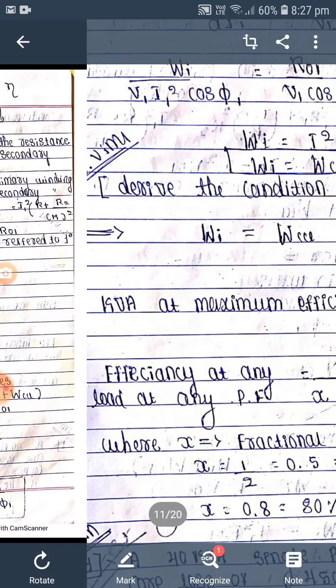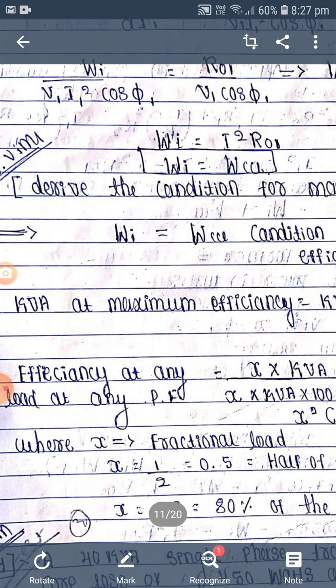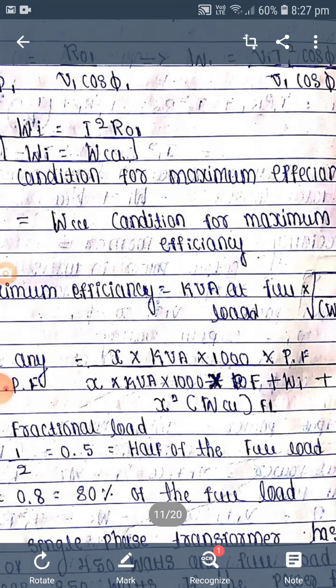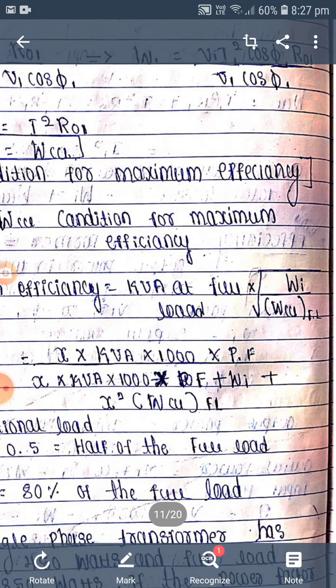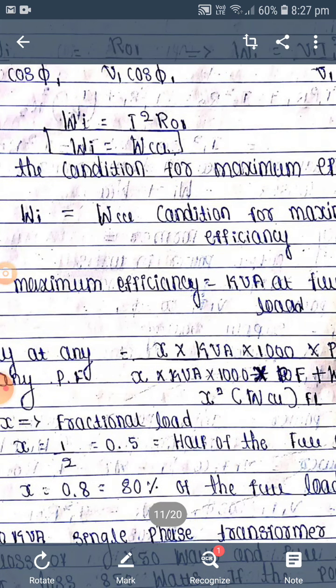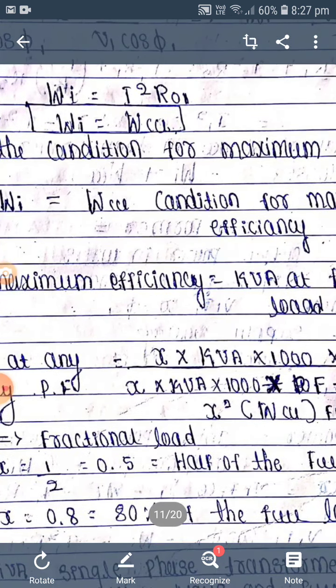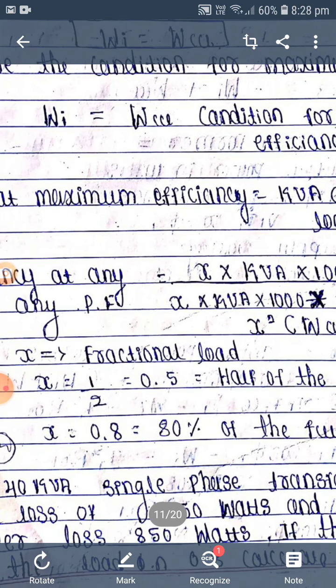Next, efficiency at any load at any power factor is equal to X into KVA into 1000 into power factor, divided by X into KVA into 1000 into power factor plus Wi plus X square times WCU full load, where X is the fractional load. X equal to 1 by 2, that is 0.5, half of the full load. Then X equal to 0.8, 80% of the full load. Then X equal to 0.75, 75% of the full load.